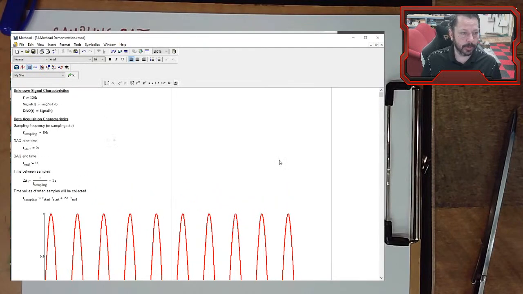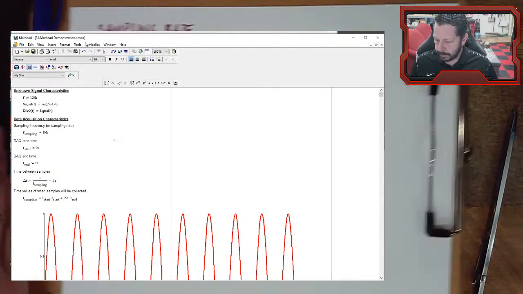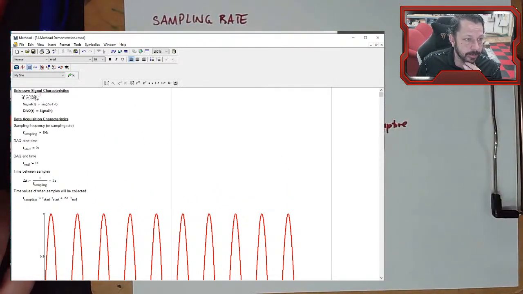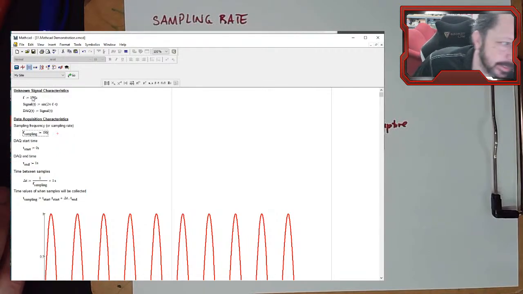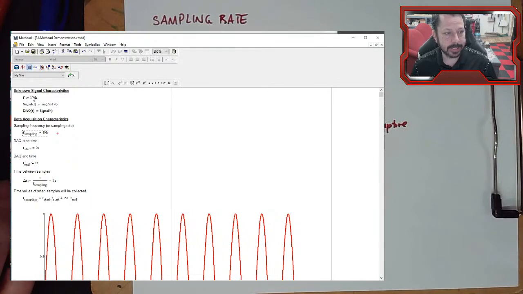Here's MathCAD. What I've got is a 10 hertz signal right here. And then this is all basically how I'm going to plot the signal and sample it. I'm sampling at 1 hertz. So remember, hertz is cycles per second. So this would be a 10 cycle per second sine wave. Made it into a sine wave. And I'm going to sample it at 1 hertz.